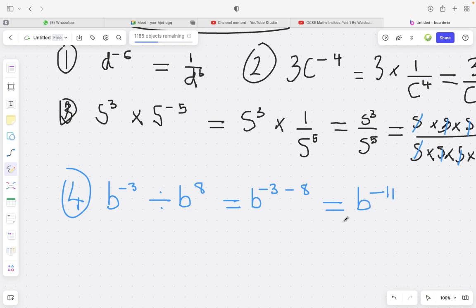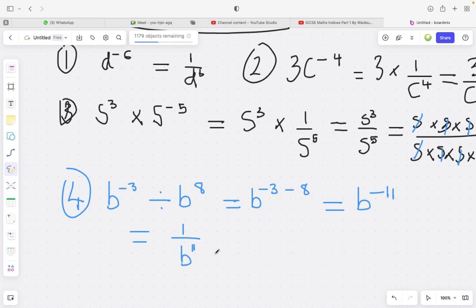And they say we should leave our answer in positive form. So your answer, b to the power of negative 11, means 1 all over b raised to power 11. Okay, so that's the answer for this one.